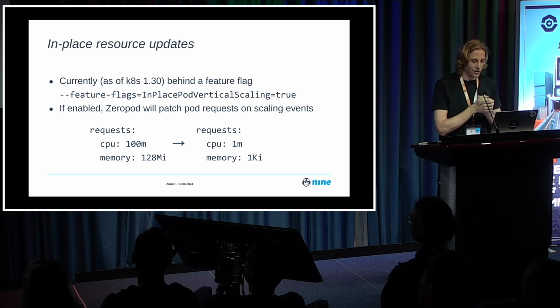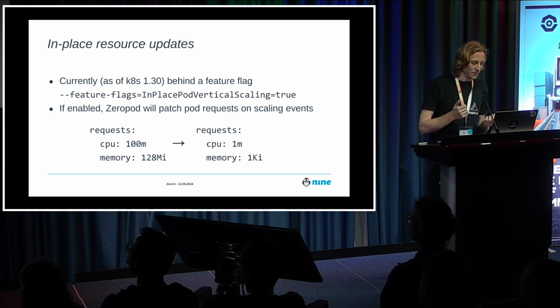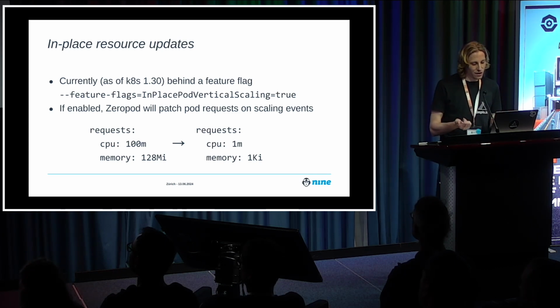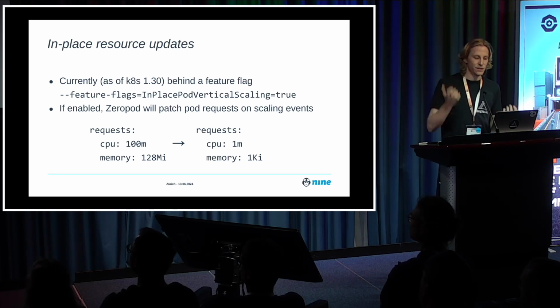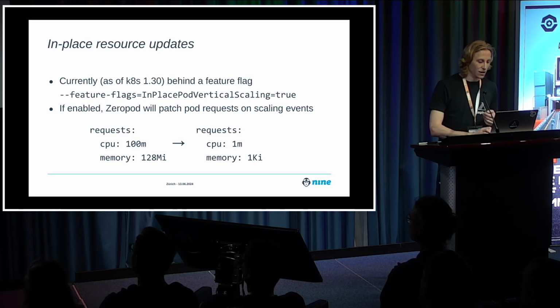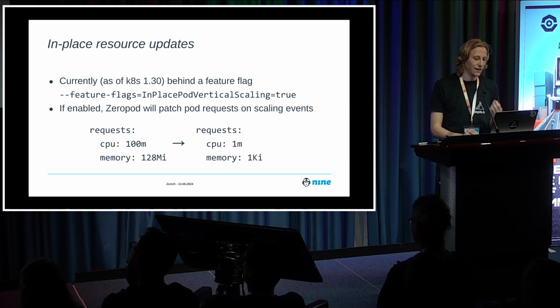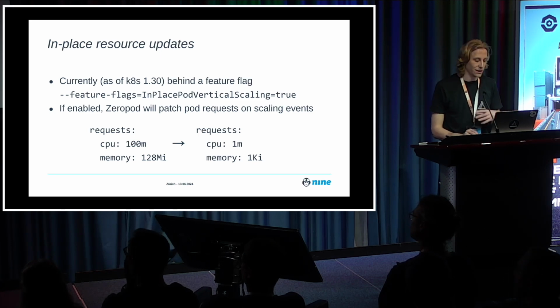So now you might be asking: when you scale down a container in Kubernetes, it appears like the container is still running. That's the sort of hacky workaround I had to do to make this work. So Kubernetes thinks the pod is still running, but what do you do with the resource requests? If an application requests 100 millicores and, in this example, 128 megabytes of memory, you actually want to scale that down as well. And there's a nice feature flag, as of Kubernetes 1.30, it's still behind the feature flag. But if you enable that, zero-pod will automatically patch the pod requests on scaling events.